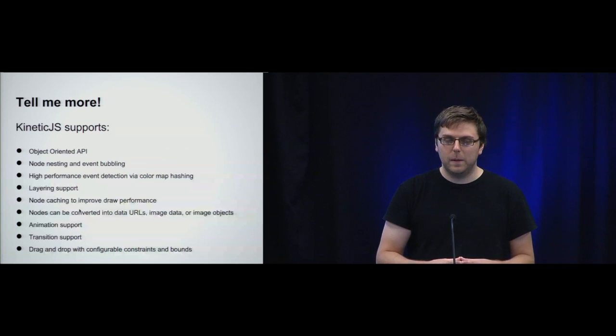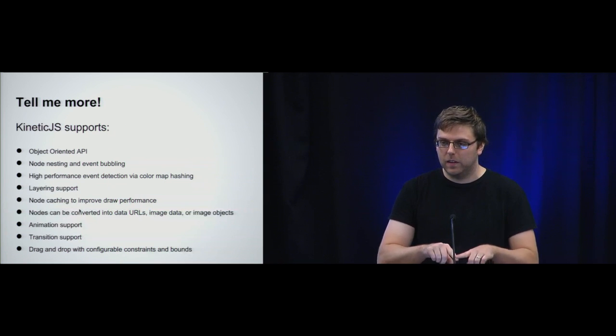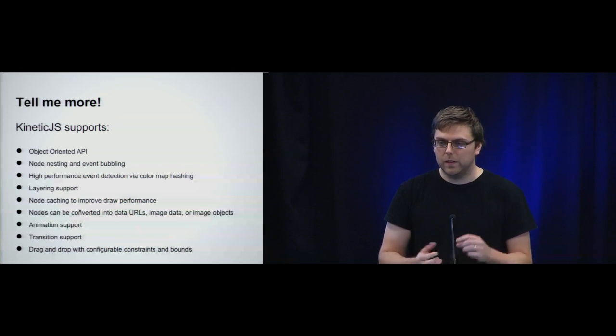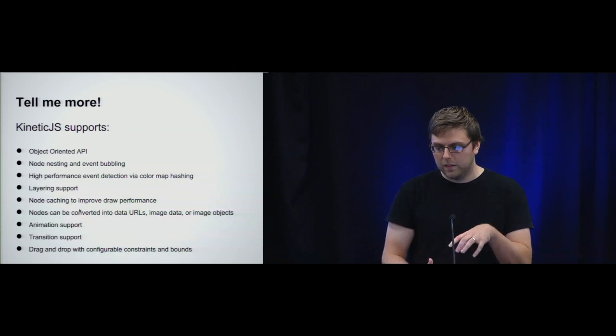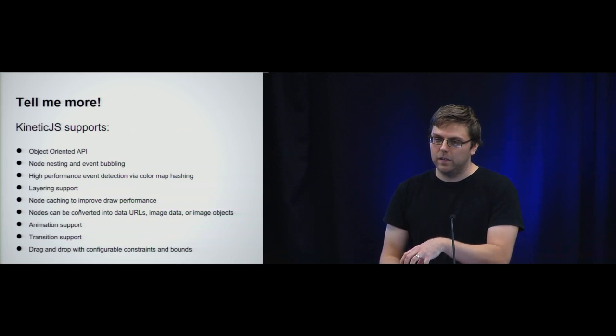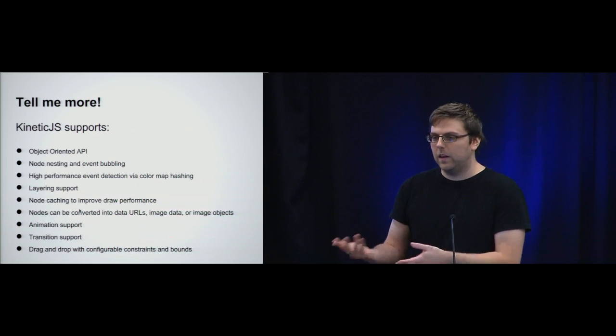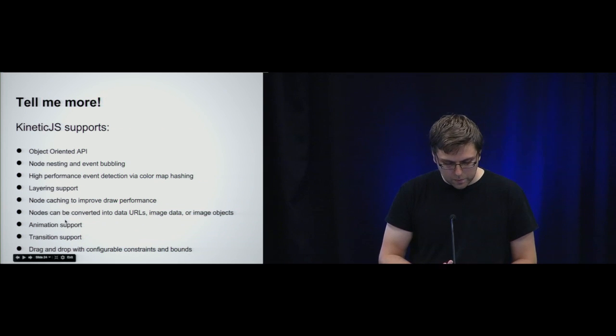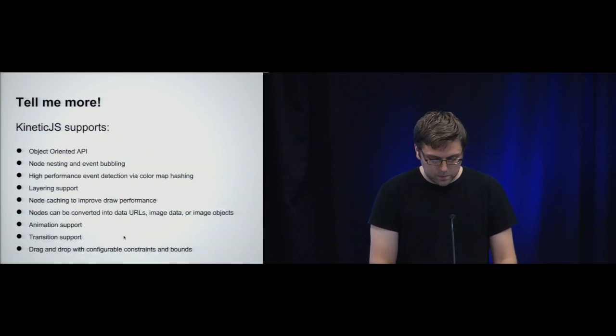Most of the other libraries give the ability to serialize an entire stage into JSON. Kinetic.js gives you the ability to serialize individual nodes. So you can serialize a group that has 5 shapes nested inside of it, convert that to JSON and save it somewhere, and then reload that at a later time. It comes with built-in animation support, transition support, and drag and drop, which is configurable with different constraints and bounds.